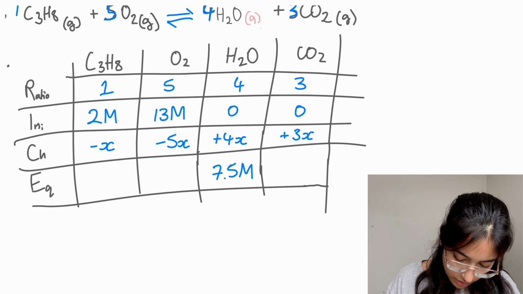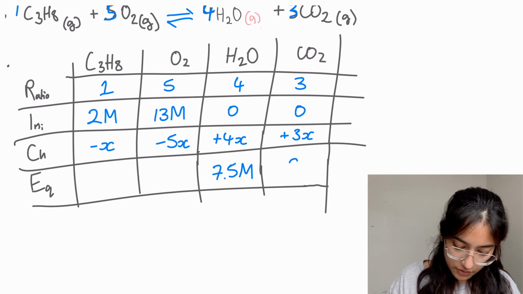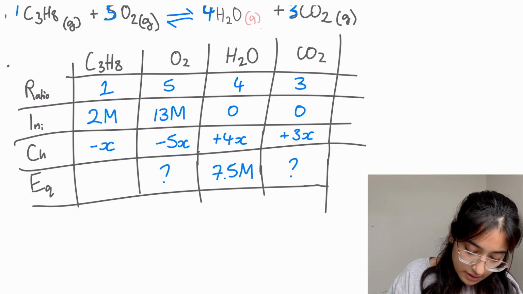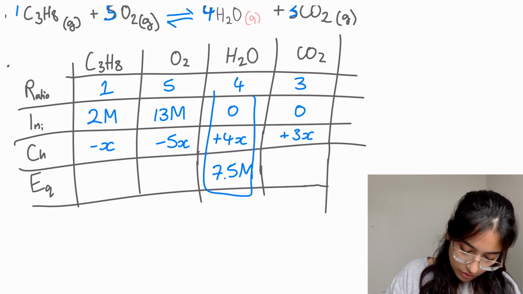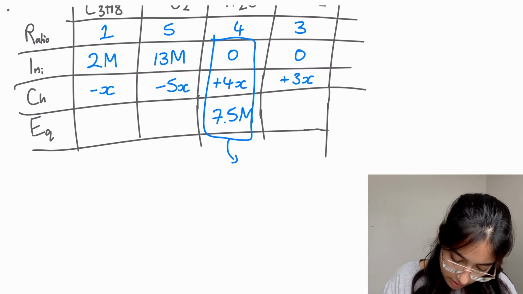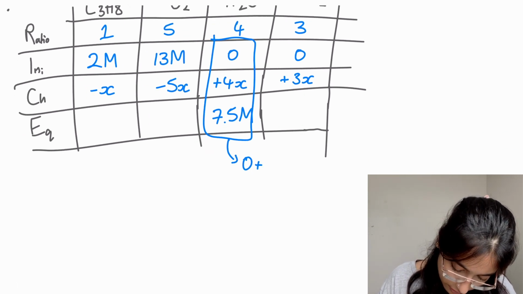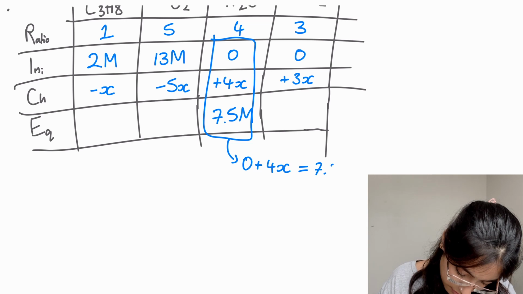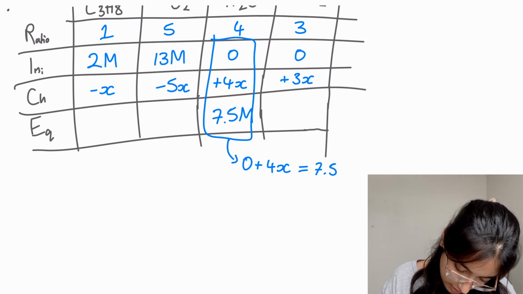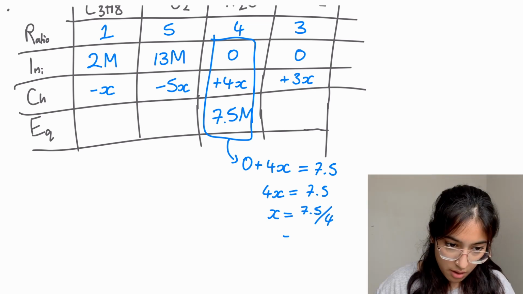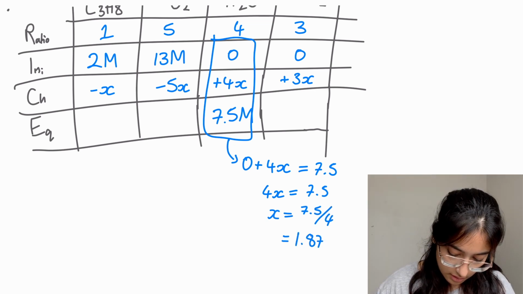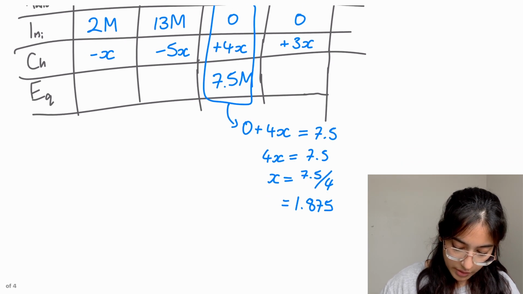Okay, sweet. So now, as you can see, I don't know what it is for this, I don't know what it is for this, I don't know what it is for this. But that's fine, because I at least have 1 matching pair. I have this, right? And so what that means is, I can write out my little equation. So I know that 0 plus 4x equals 7.5. And so what that means is, 4x equals 7.5, which means x equals 7.5 divided by 4, 1.875. Okay, sweet. And that's moles as well.